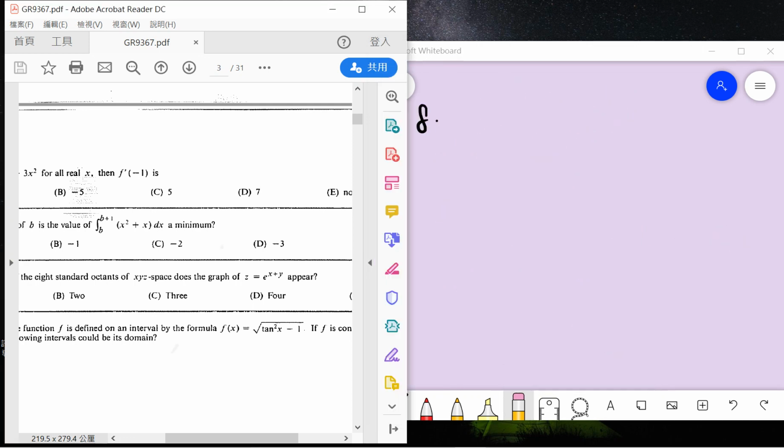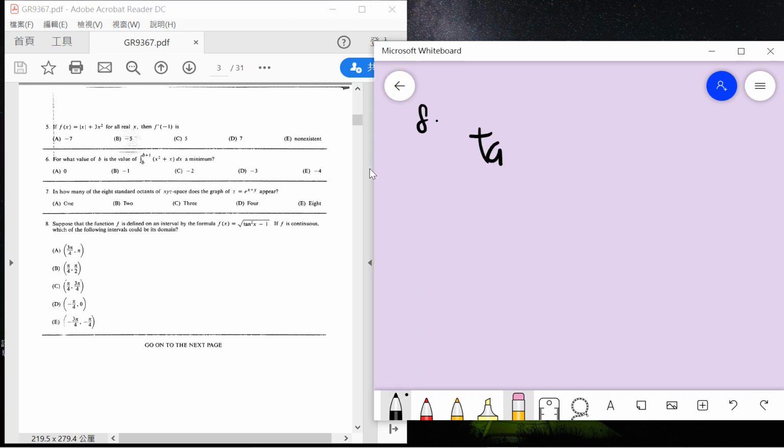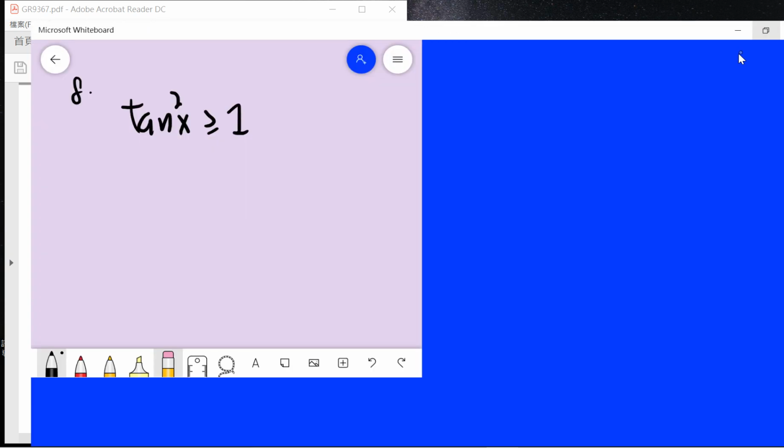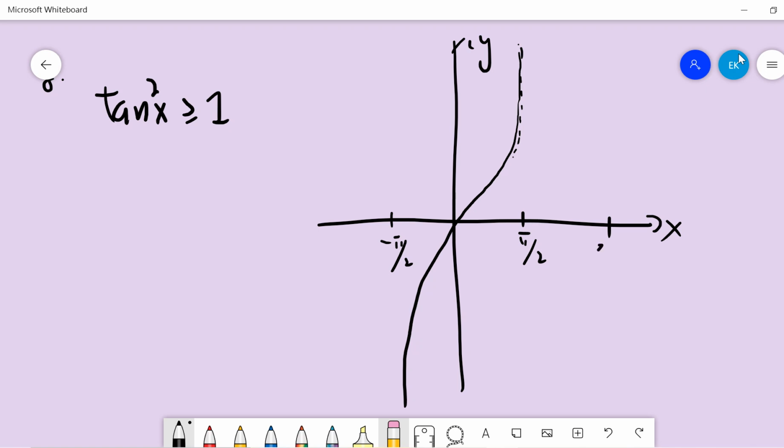And number 8, he said that the function defined on an interval by the formula square root of tangent x squared minus 1, and which one can be the domain? Okay, so in order to have this domain, the tangent x needs to be larger or equal to zero. So this is basically asking you about the plot of the tangent function. So basically, your tangent will blow up at pi over 2. So this is the tangent, right? And then the period is pi. So this is pi.